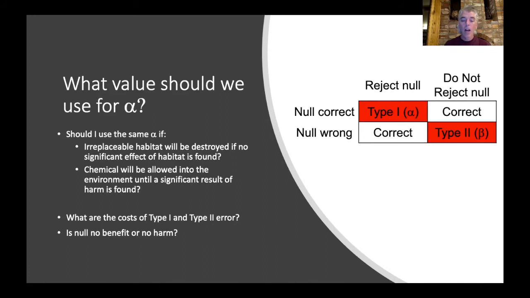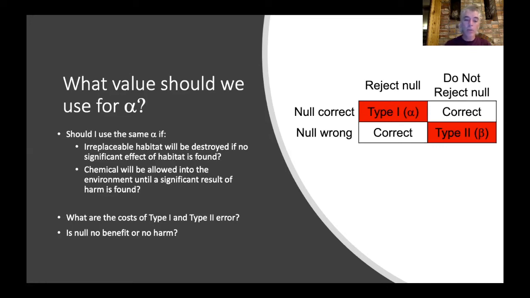So we need to think carefully about what the costs of a type 1 or a type 2 error are. And there are potentially big differences between a null hypothesis that's about no benefit of a particular action versus a null hypothesis that's about no harm. If we're erring on the side of caution and stacking the deck in favor of failing to reject the null hypothesis by setting a very low alpha level, then we might in fact be stacking the deck in favor of concluding that there is no harm to a particular land use or the particular chemical flowing down into a stream.